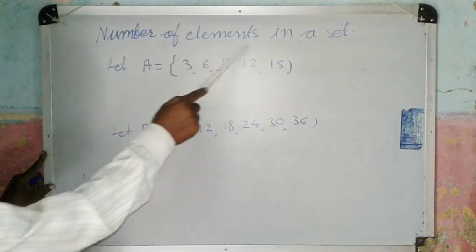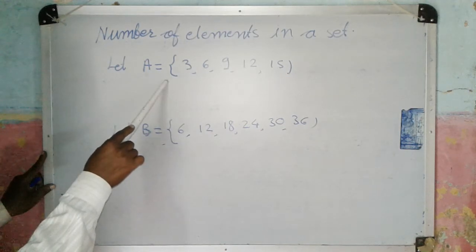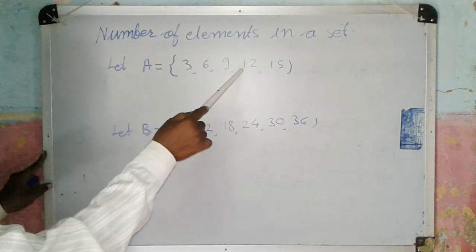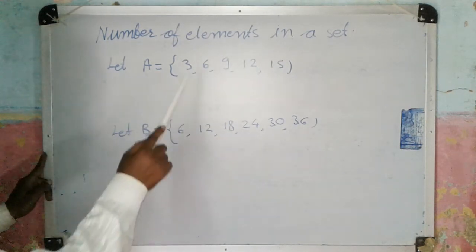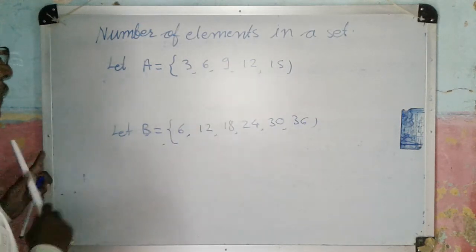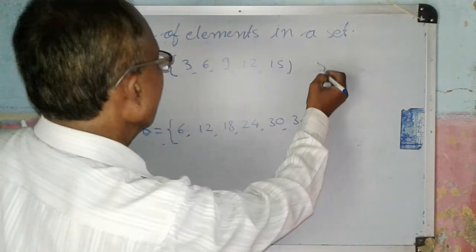Now we will see number of elements in a set. Now see here. So A is the set. The elements of A are 3, 6, 9, 12, 50. So how many elements are there? 1, 2, 3, 4 and 5. So here 5 elements are there in set A.